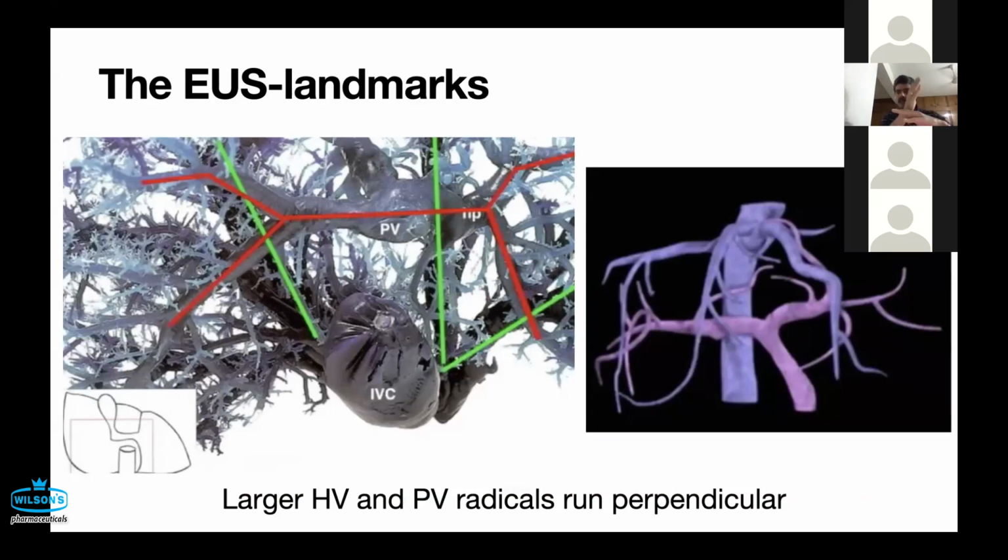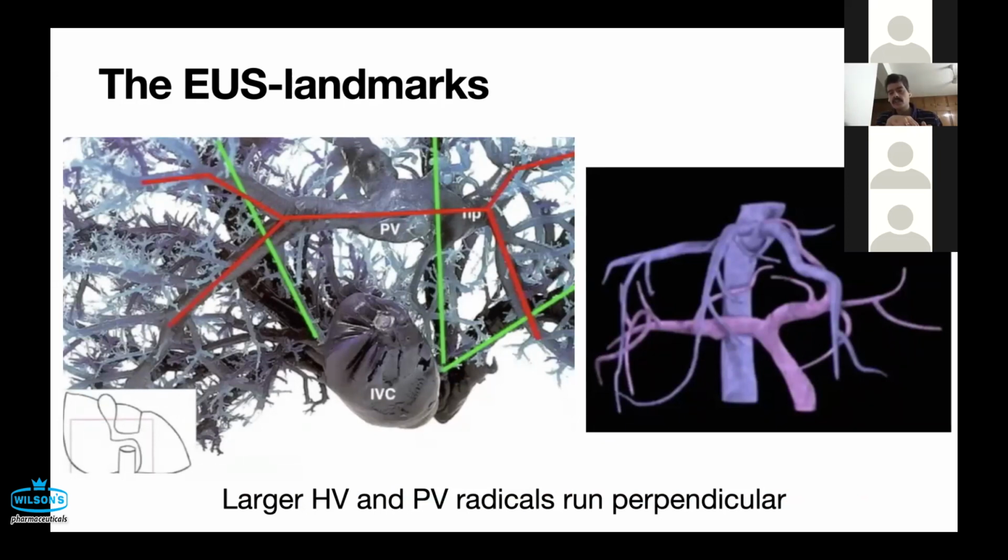So if this is a hepatic vein, which you can demonstrate in a long section, you will see the big portal vein radical in a round section. And if you demonstrate the portal vein radical in a long section, you will often see the hepatic vein in a cross section. This is a basic fundamental principle.